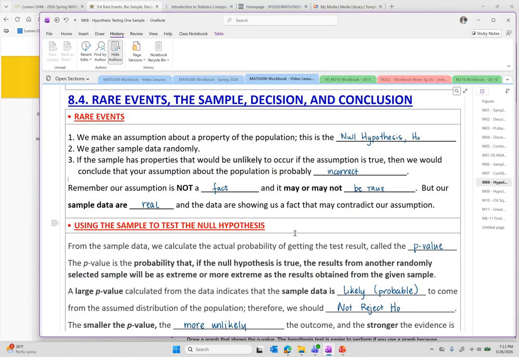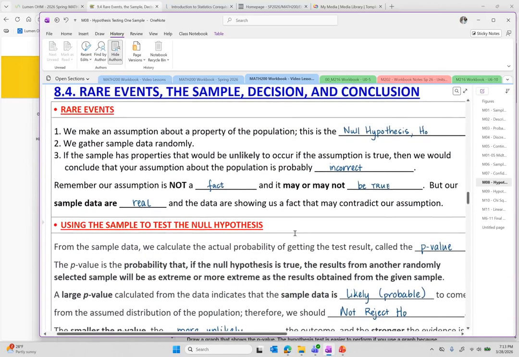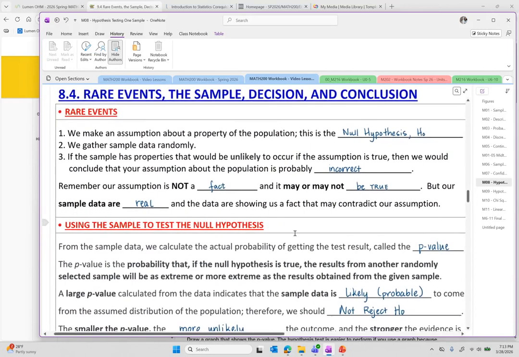The way we will conduct a hypothesis test is that we will make an assumption about a property of the population that is called the null hypothesis. Then we will gather sample data randomly. If the sample has properties that would be unlikely to occur if the assumption were true, then we would conclude that our assumption about the population is probably incorrect. That is when we will reject the null hypothesis.